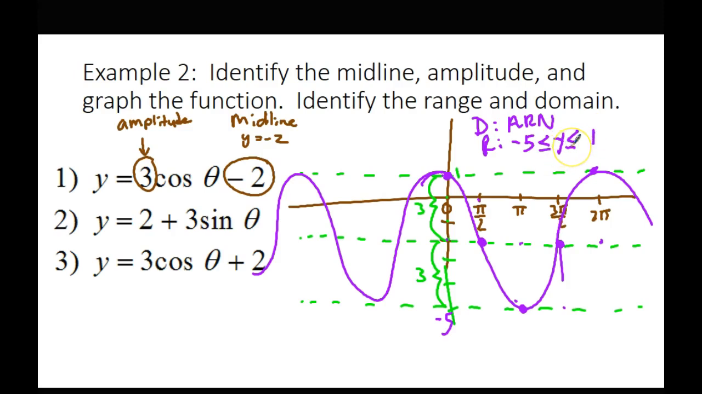And notice it is equal to. It actually does reach that value. It's not like an asymptote or something. So we'll put an equal to sign there. All right. Now we can write down number 2.